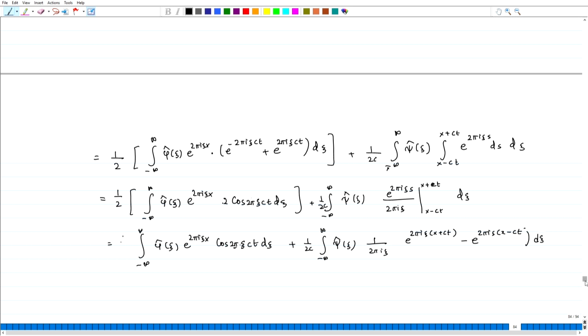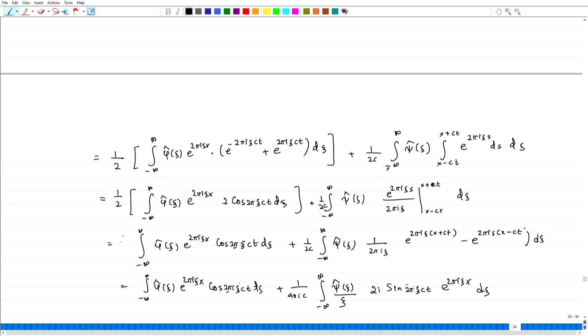This dj, and this phi hat of xi e to the power 2 pi i xi x cos 2 pi xi c t d xi, plus this one is 1 by 4 pi i c, integral from minus infinity to infinity psi hat of xi divided by xi, and then this is 2 i sin 2 pi xi c t into e to the power 2 pi i xi x dj. So, now i gets cancelled here. So, this is what we can write down here as i goes away. So, this is 2 pi i, whatever it is.